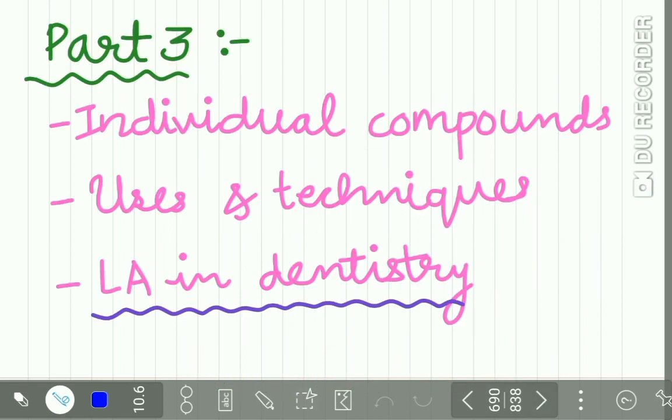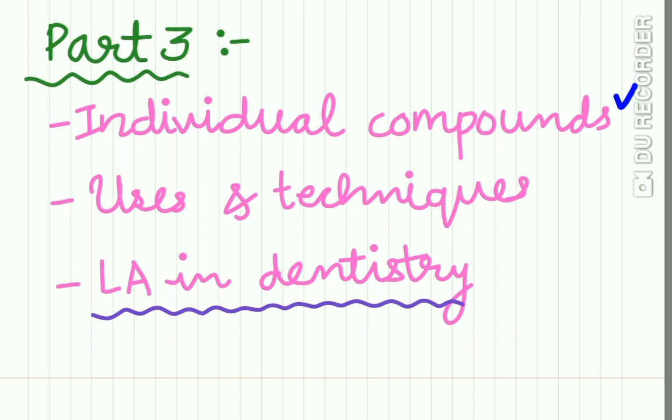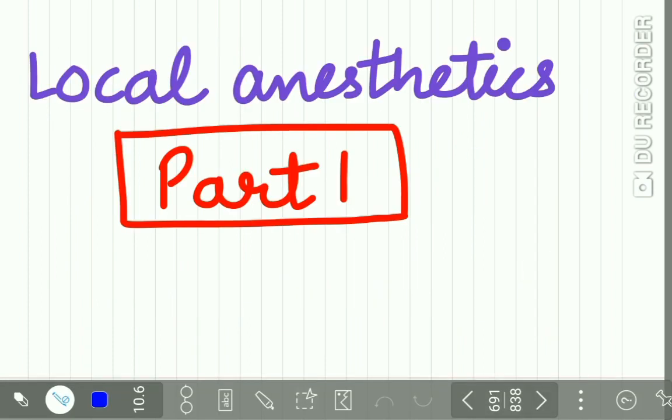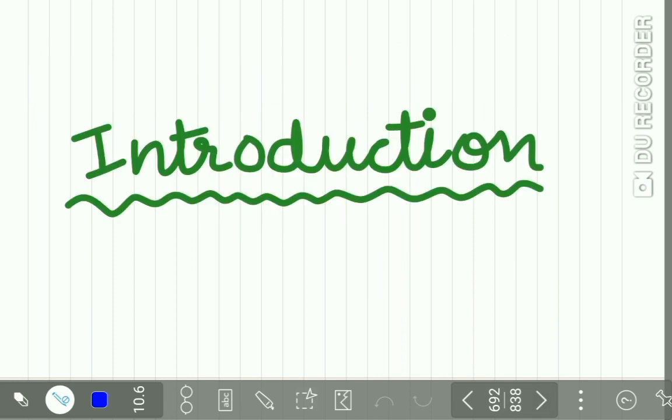In part 3, we will be studying the individual compounds which are used as local anesthetics, the uses and the techniques used in local anesthesia, and the most important topic for dental students, that is the local anesthetics in dentistry. So let's start the local anesthetics part 1 lecture without wasting any time.